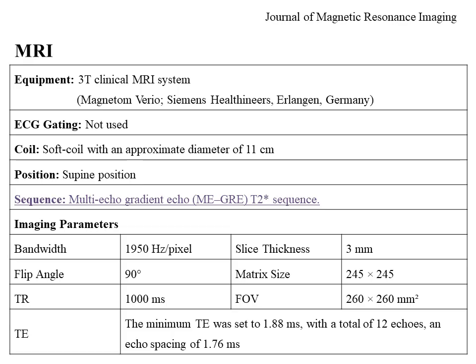The imaging parameters included a bandwidth of 1950 Hz/pixel and a repetition time of 1000 millisecond. The minimum echo time was set to 188 millisecond, with a total of 12 echoes, an echo spacing of 176 millisecond, a slice thickness of 3 mm, a matrix size of 245 multiplied by 245, a field of view of 260 multiplied by 260 square millimeters, and a flip angle of 90 degrees.